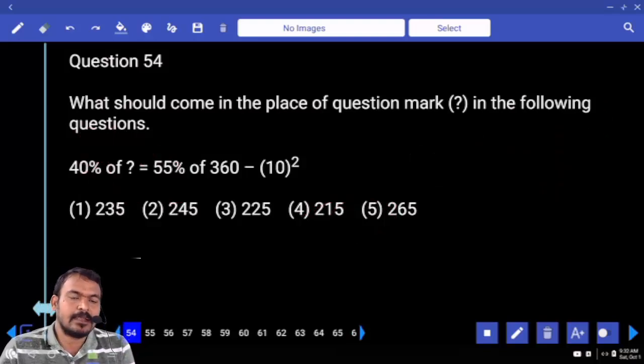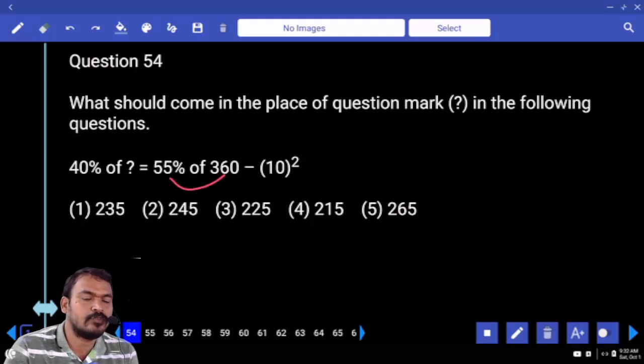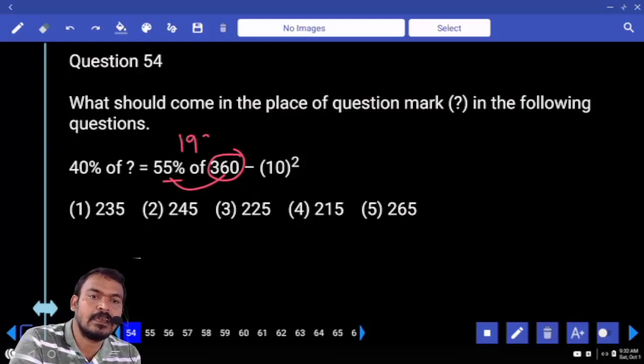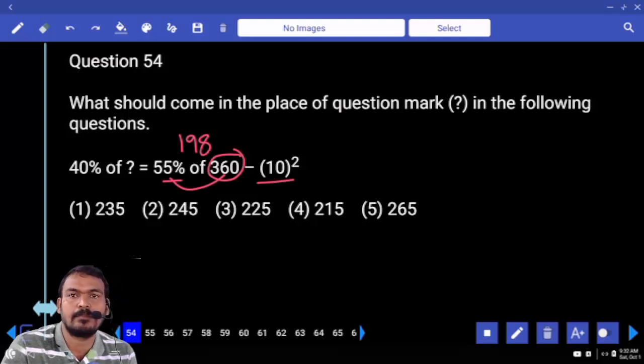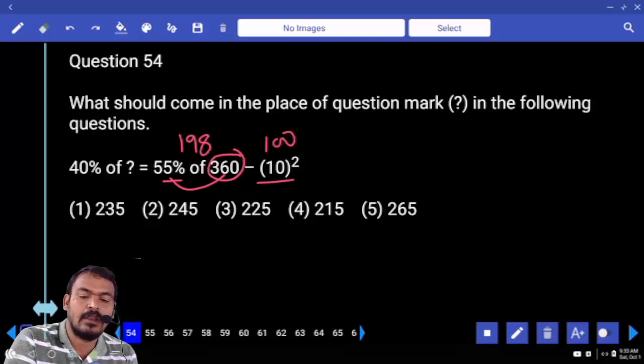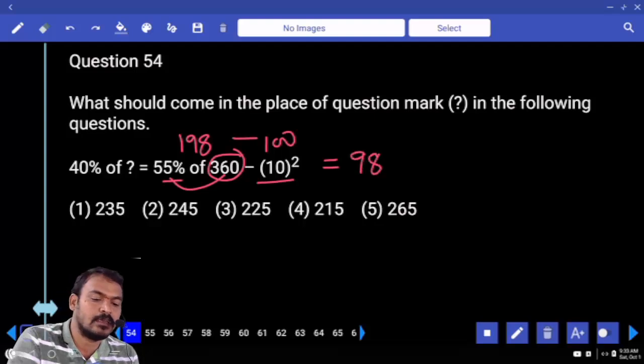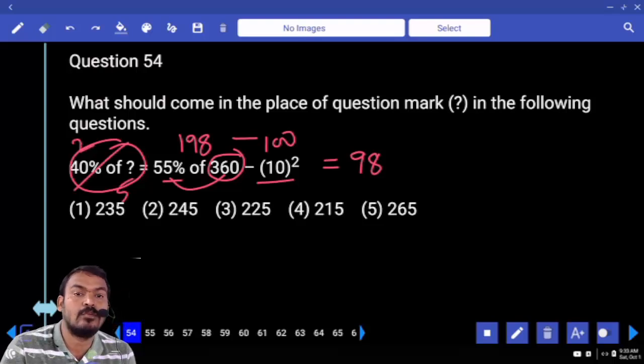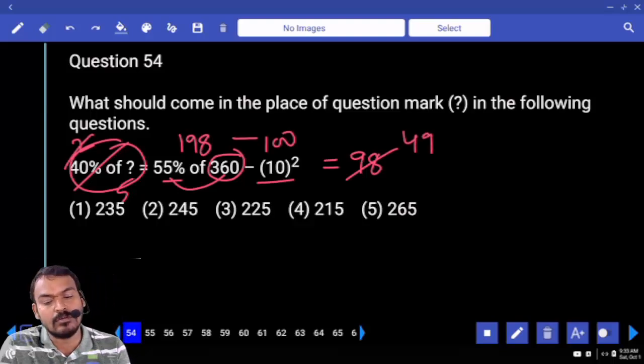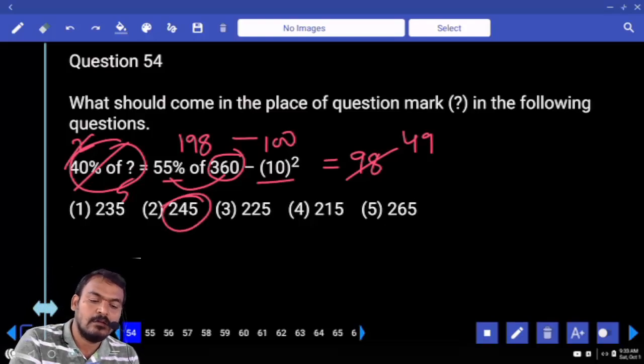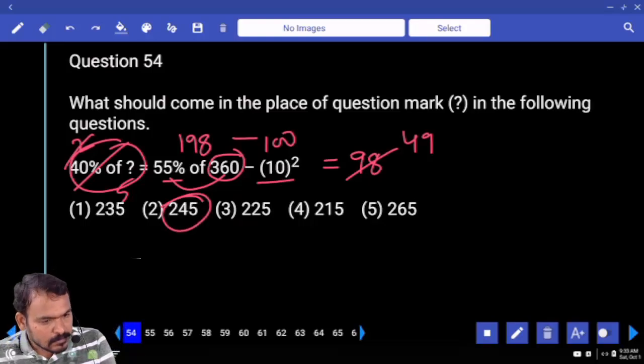Next, first priority, left hand side value. 55% of which one? 360. What is the 50% of 360? 180. 5%, 18. Total it is 198. In this one 10 square is subtracted. What is the 10 square? 100. 198 minus 100, 98. That is equal to 40% of something. 40% means we write 2 by 5. 2 by 5. 2 how many times? 98. 49. 49 into 5, it is 245. Or verify the 7 multiple.